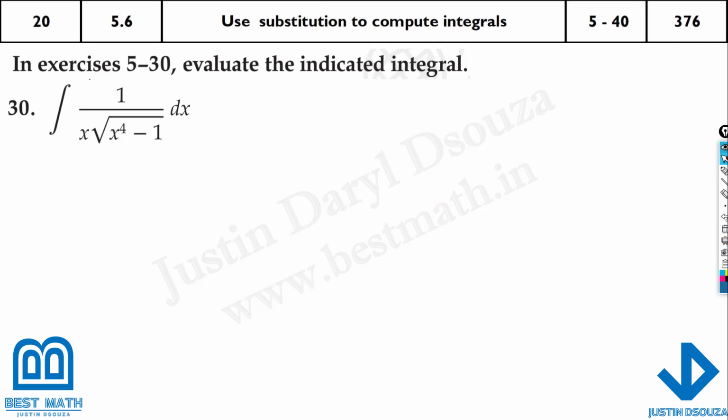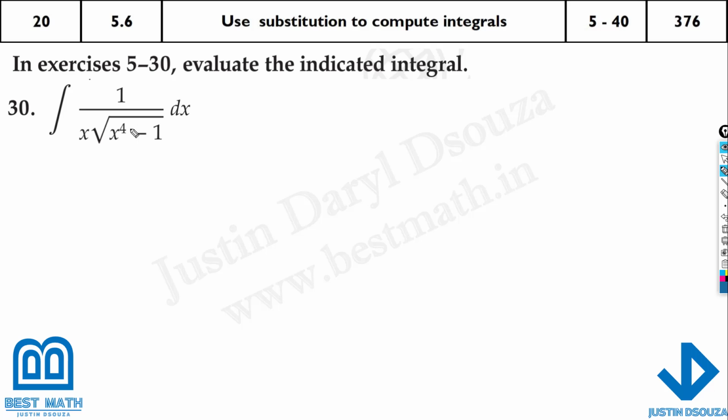Let's go to the next one. Okay, here's another problem. It's another tricky method. Let's look at this first. See, there is square root x to the power 4. If I take u as power 2, you will have u squared minus 1, and then I can use an inverse trigonometric function identity.